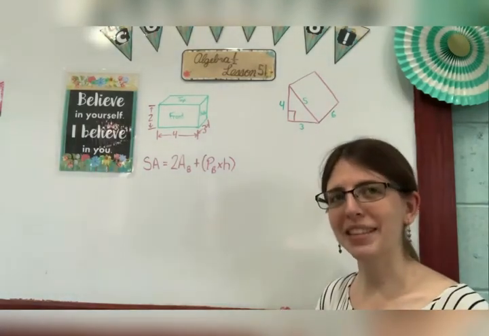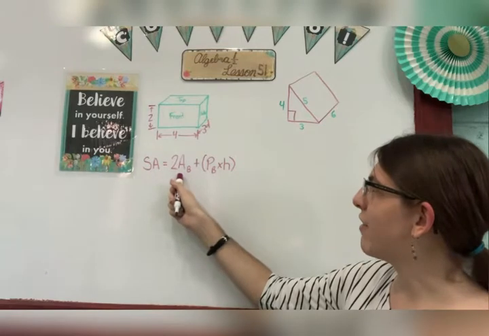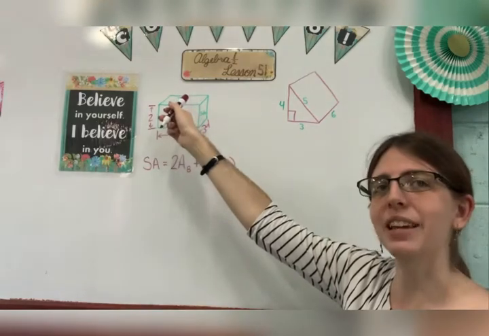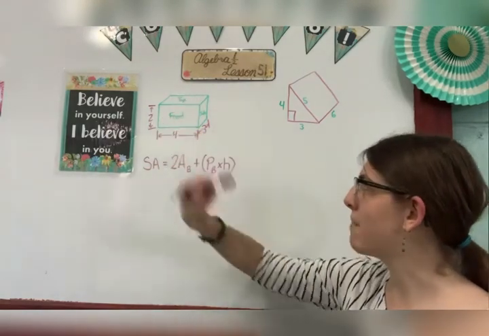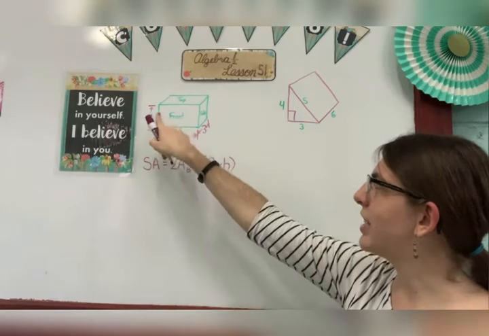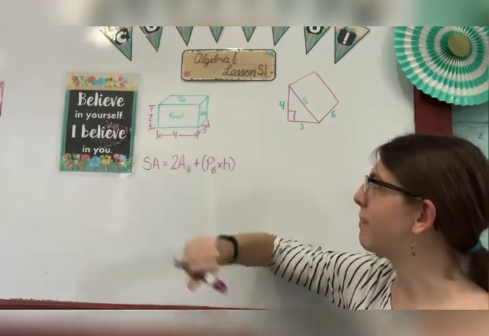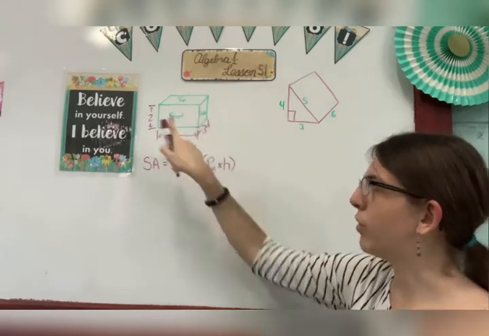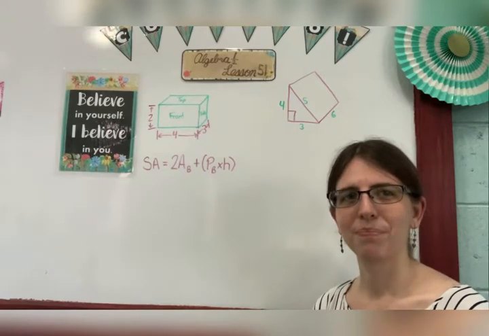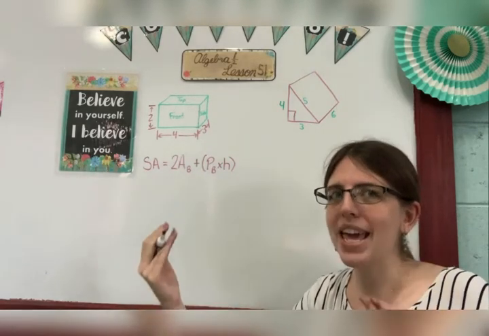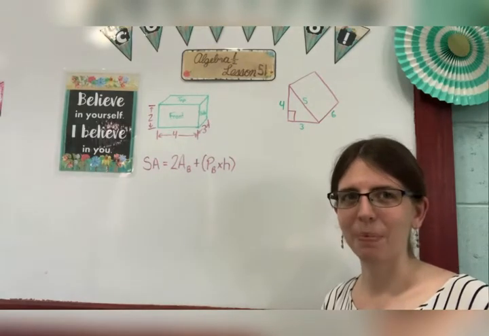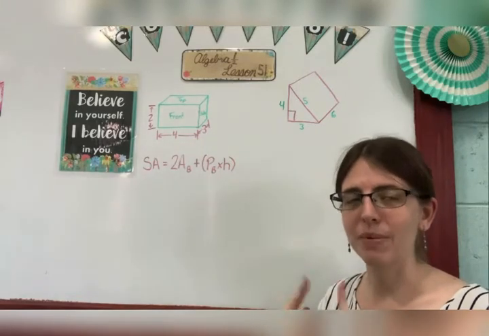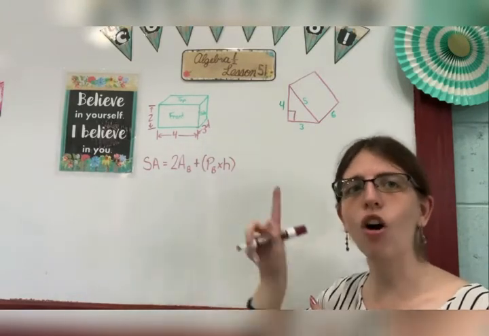So let me explain what this is. 2 times the area of the base is 2 times the top, basically. 2 times the area of the top gives you the top and the bottom. Then, if I were to take my shape and let's say I were to cut it right here and unfold it, what would I have? I would have one big rectangle, right? Because that's what surface area is, area of all the parts.